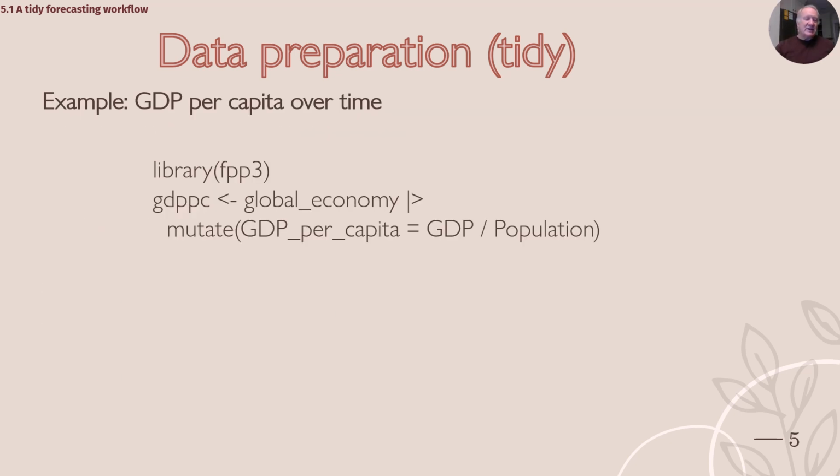For example, let's look at the GDP, or the gross domestic product, per capita over time. So we'll go ahead and load in our library, if you haven't done it already, for fpp3, and we'll set up a time series, gdppc, and we're going to use the global economic data that's from a database that's available with fpp3, and we'll mutate it to be the GDP divided by the population. So it'll take the GDP value and divide by the population.